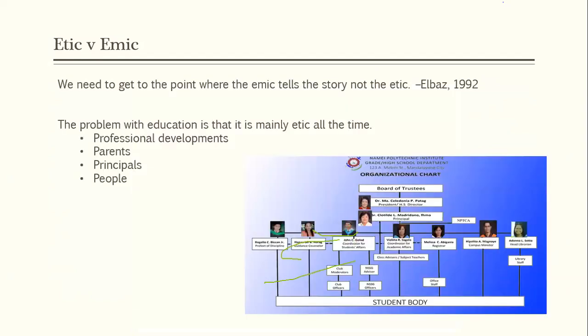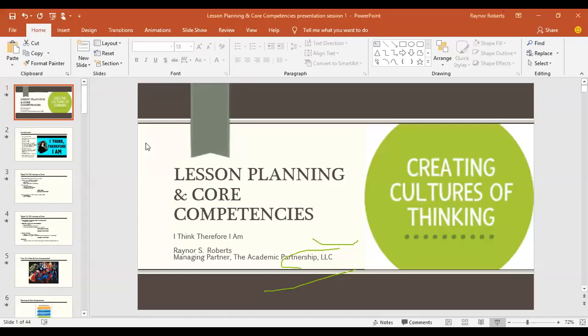Okay. Another example that I saw was this one. I thought this was pretty interesting. I found this organizational chart from a school. I guess it's in the Philippines. But this is the point I want to show you. Look at the teachers. Look at how small the teacher box is.